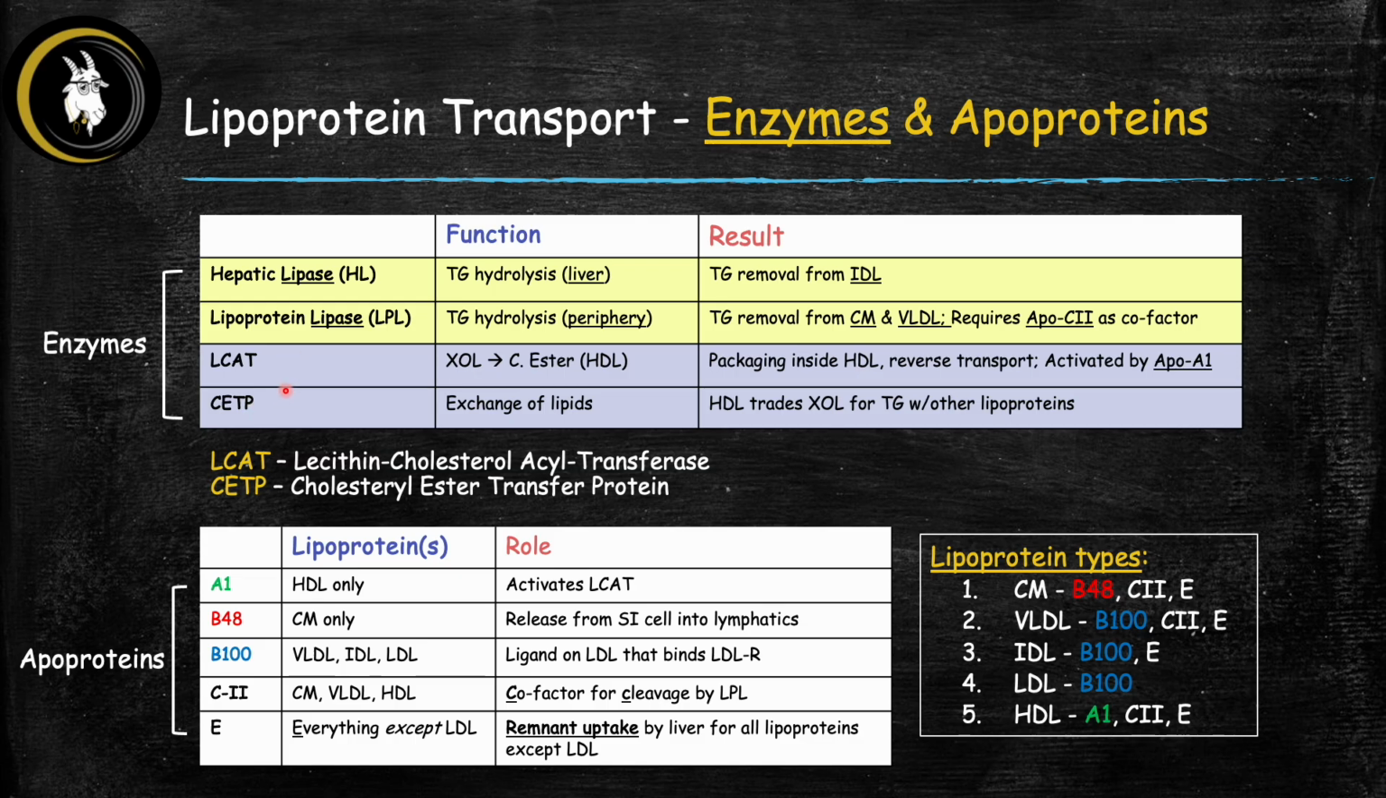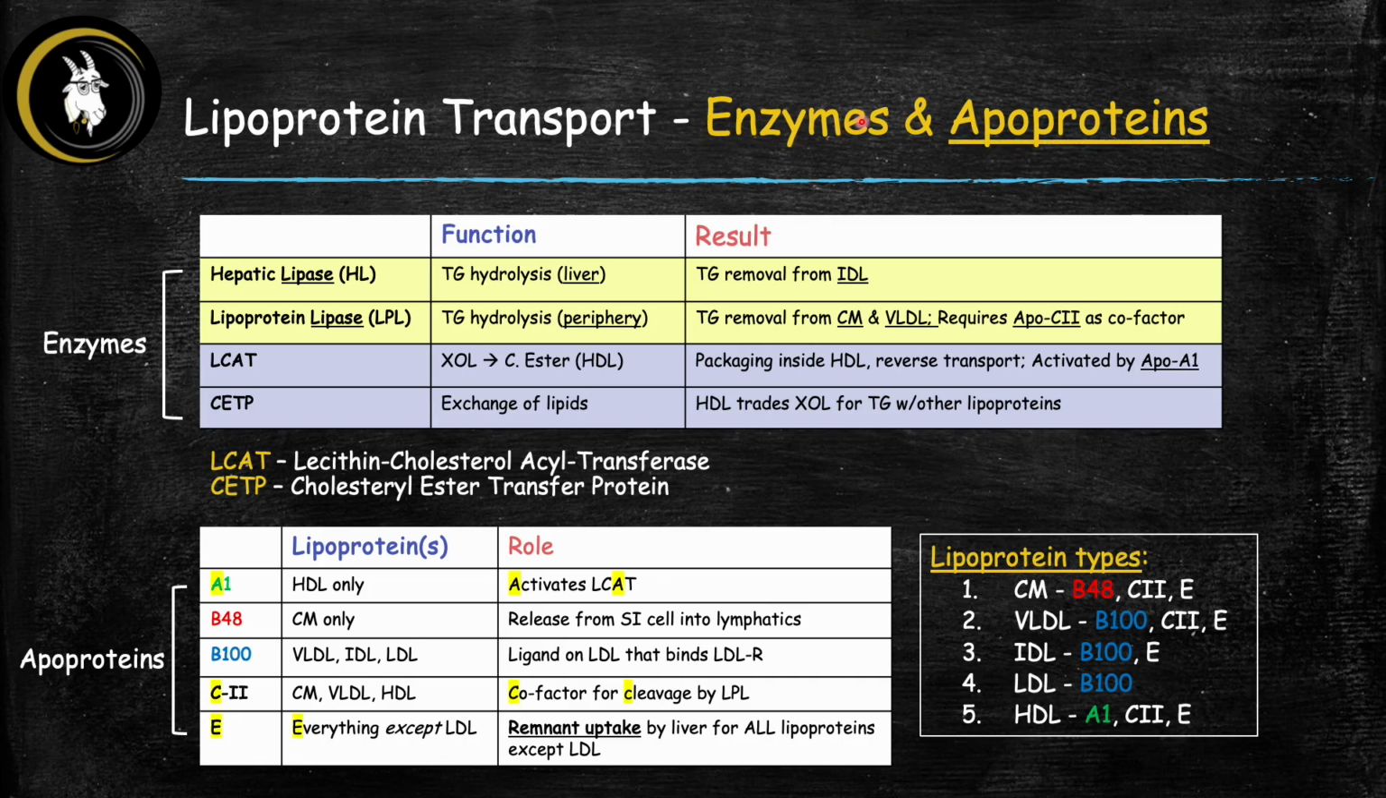So both of these bottom two are specifically related to HDL only. And that last enzyme is CETP, cholesterol ester transfer protein. This one's important for exchanging lipids between HDL, so HDL trading cholesterol for triglycerides with the other lipoproteins, such as chylomicrons and VLDL. All right, and so we talked about the enzymes.